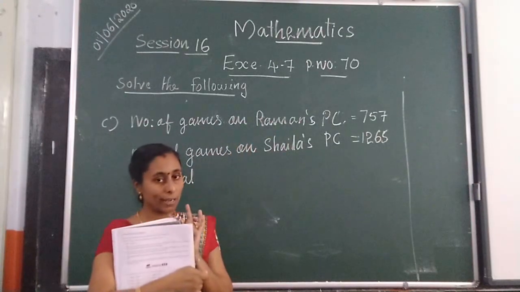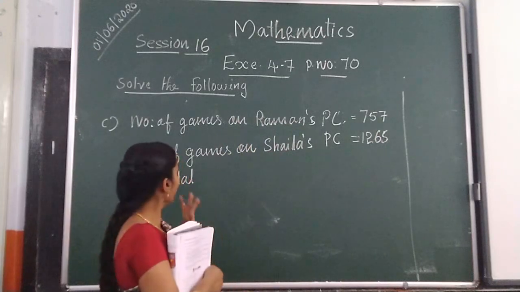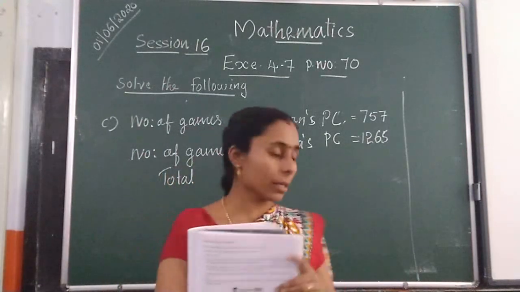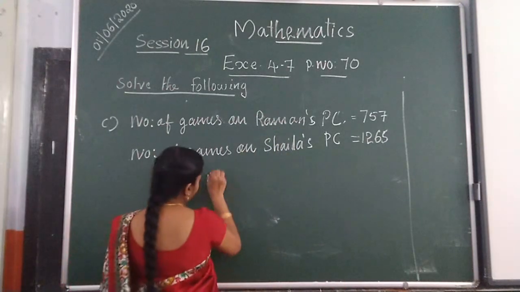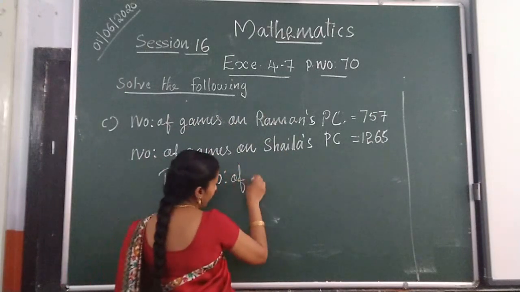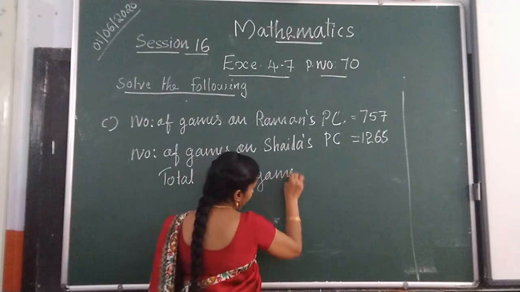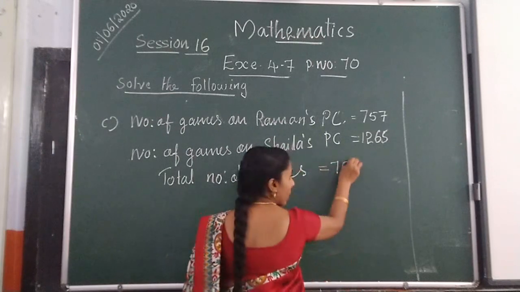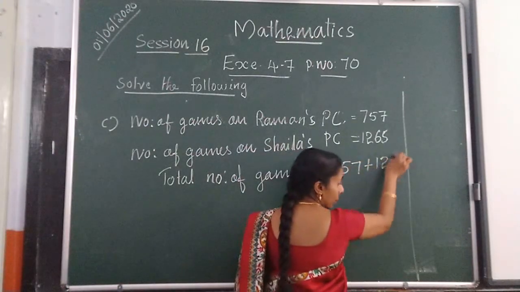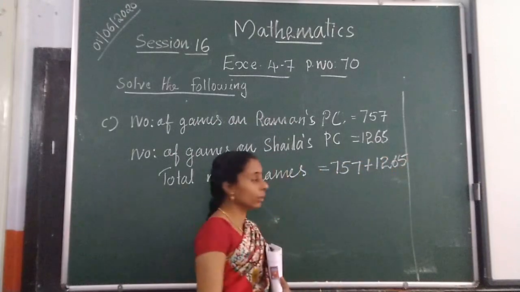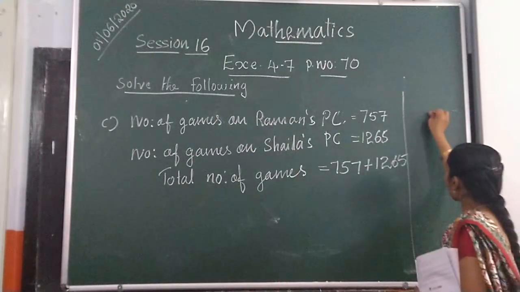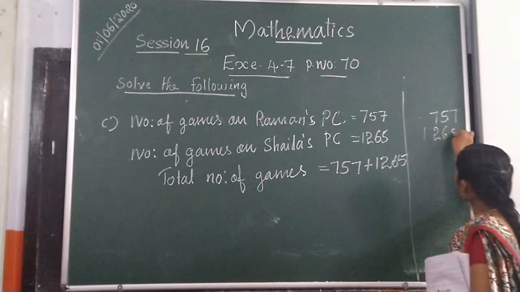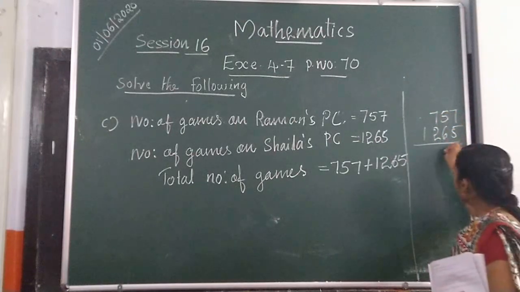Total number of games: 757 plus 1265. Okay, 757 plus 1265. Here a 3-digit number and here a 4-digit number.